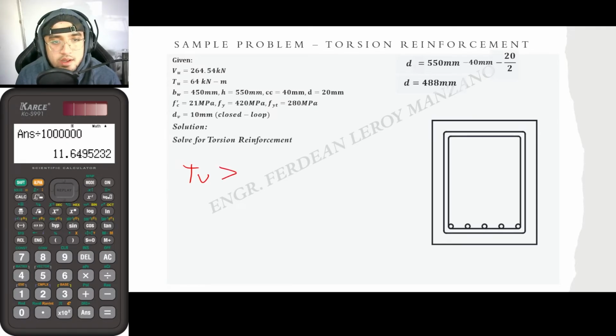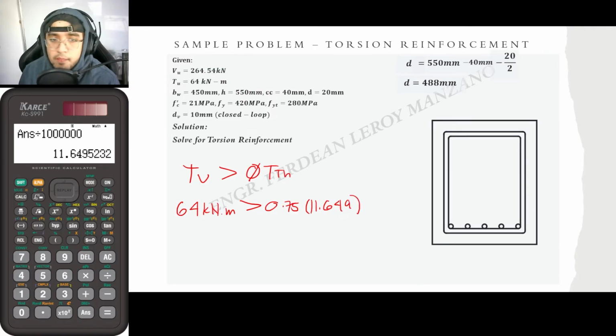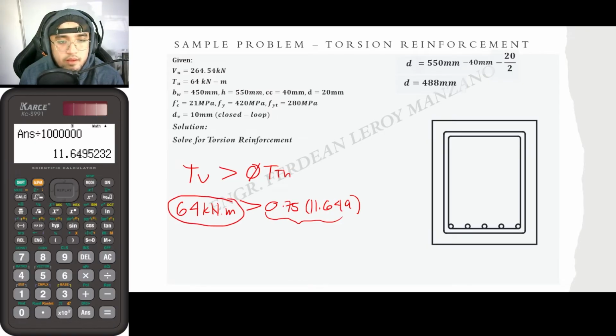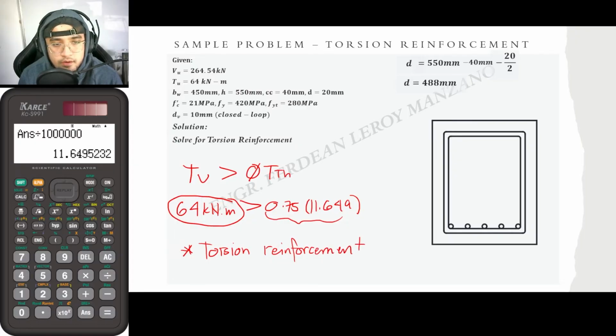So TU is now greater than phi TTH, and our torsion is once again 64 kilonewton meter, and this is actually greater than 0.75 times TTH, and TTH is once again 11.649. Without even solving for this, I know for a fact that this is greater, and from that, torsion reinforcement is required. So again, required.